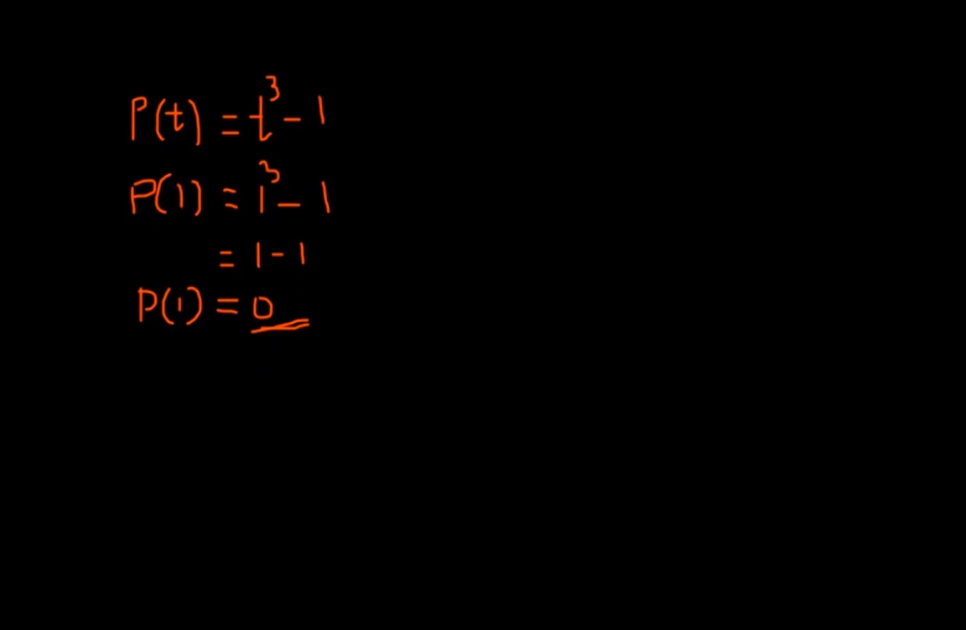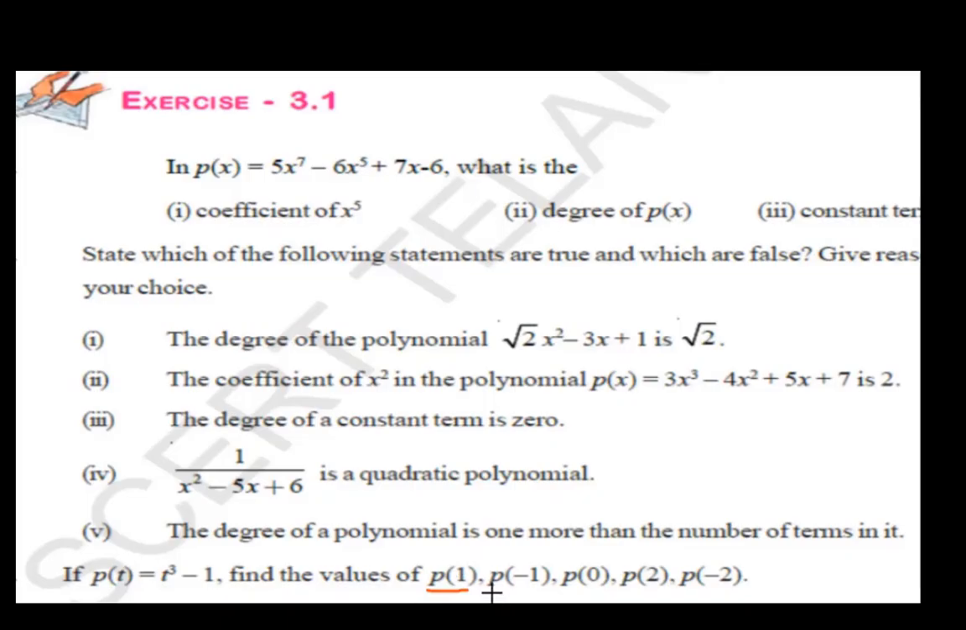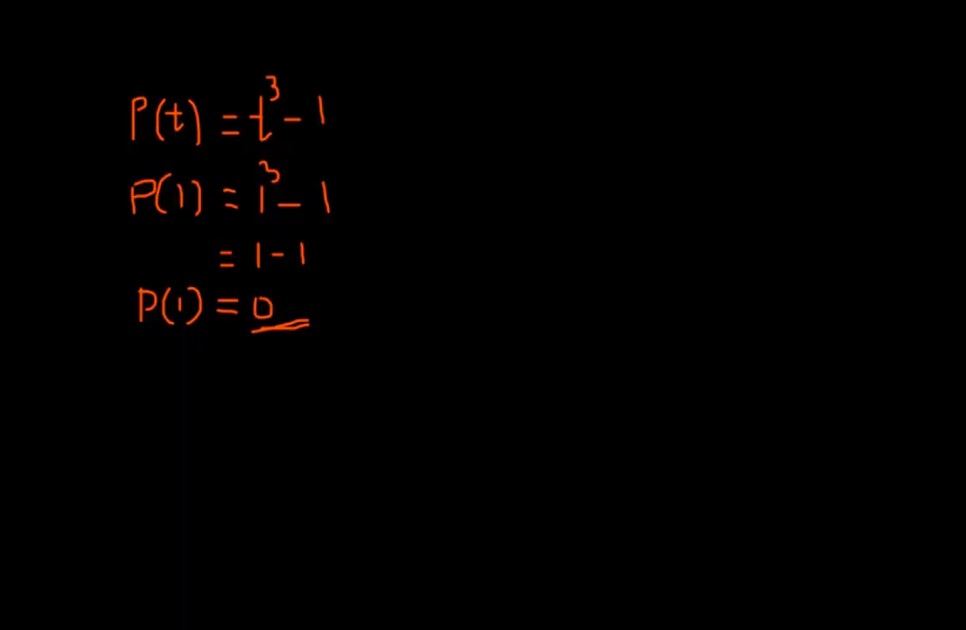So like this, you may find the remaining values p of minus 1, p of 0, p of 2, p of minus 2. Let us see the last one, that is p of minus 2. To find this, we need to replace the variable t with minus 2. So let us see this.